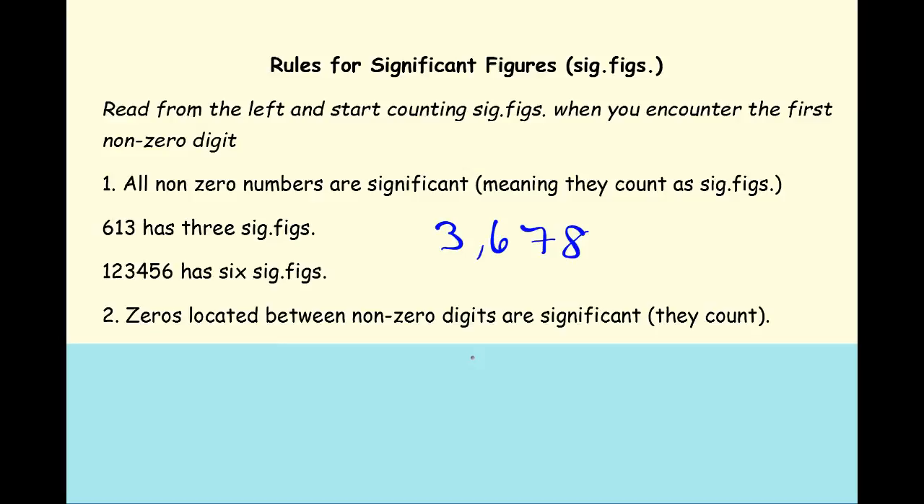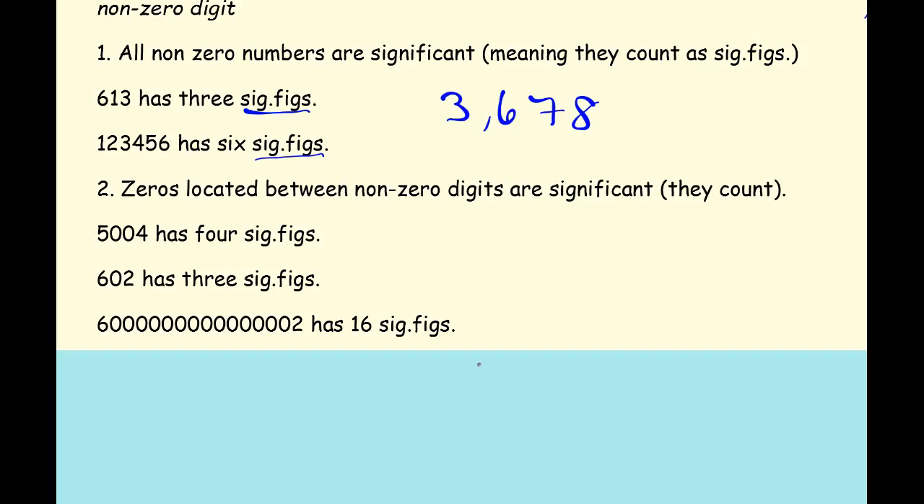The second rule we have to follow states that zeros located between non-zero digits are considered significant, meaning that they do count. Here we have 3 examples. The first example is 5,004. The zeros in between the non-zero numbers count according to this rule.